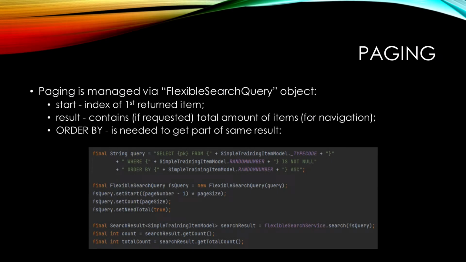Flexible search query object is having options for paging. Start is index of the first item. Count is for size. And need total will ensure that result will hold the total count. Don't forget to add the ordering to your query so result is consistent.